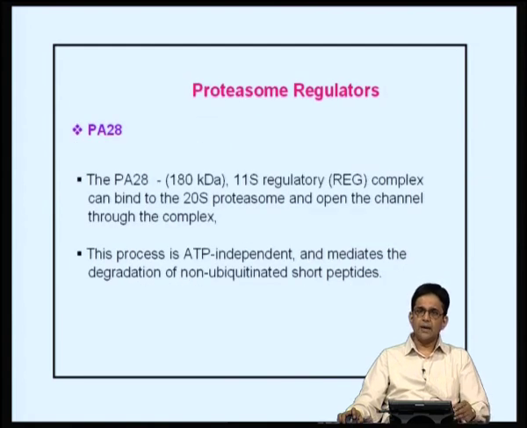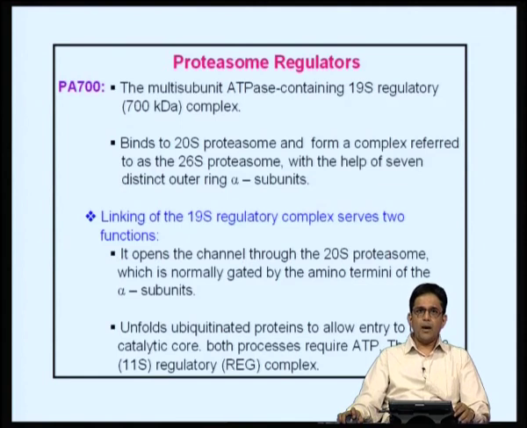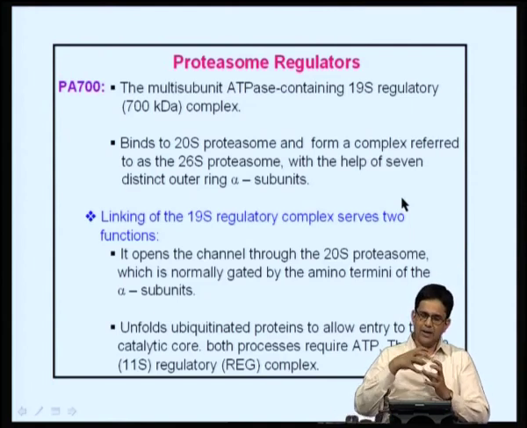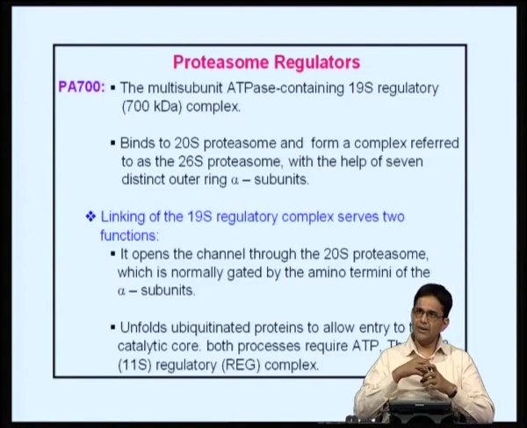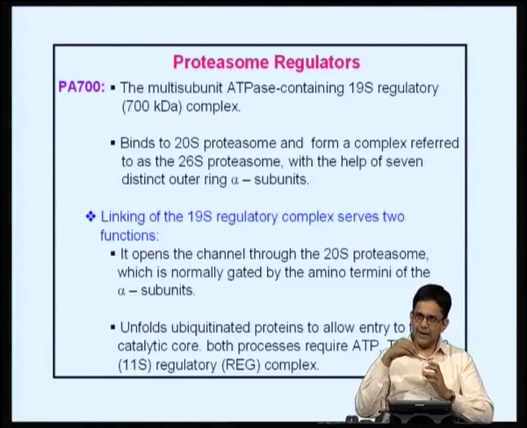PA28, as I said, is a regulator. It increases the activity of proteasomes, so the cleavage is a lot faster. This is PA700, which is the 19S regulator. What it's important to understand is that once the 19S regulators bind, it forms a 26S complex. Binding of the 19S regulators to the 20S complexes opens up the channels, which are normally gated. So now you can have proteins that enter into the proteasomes.